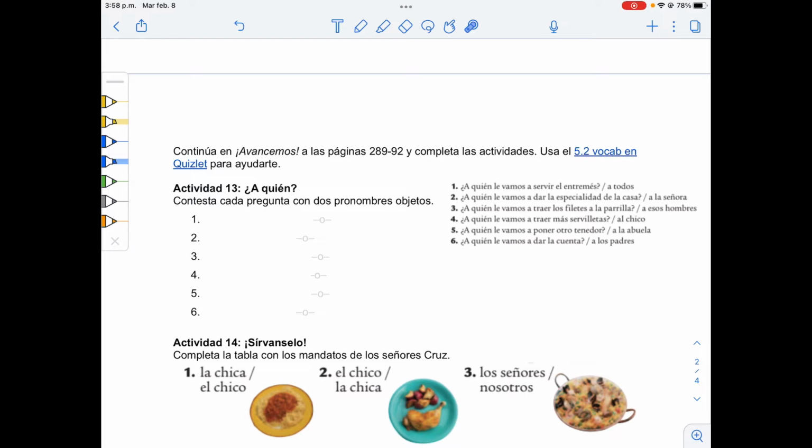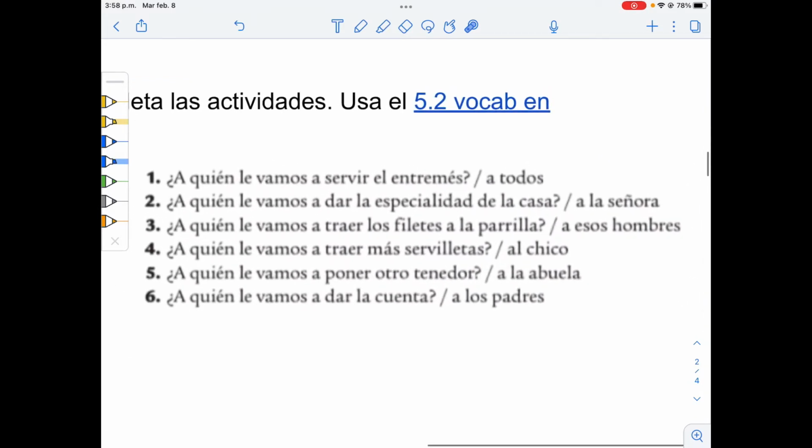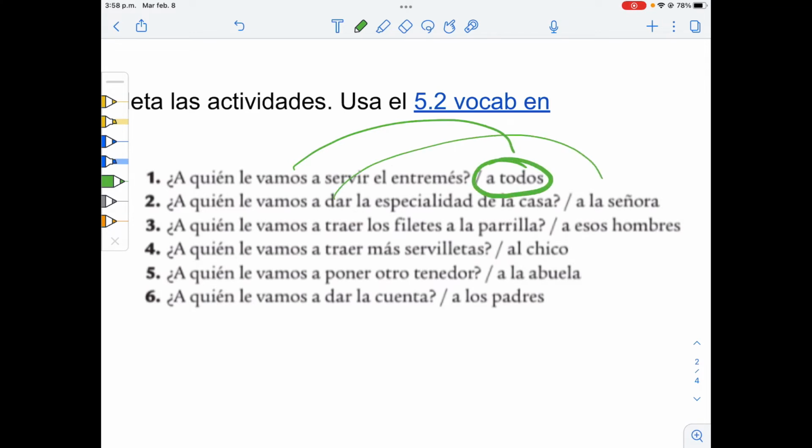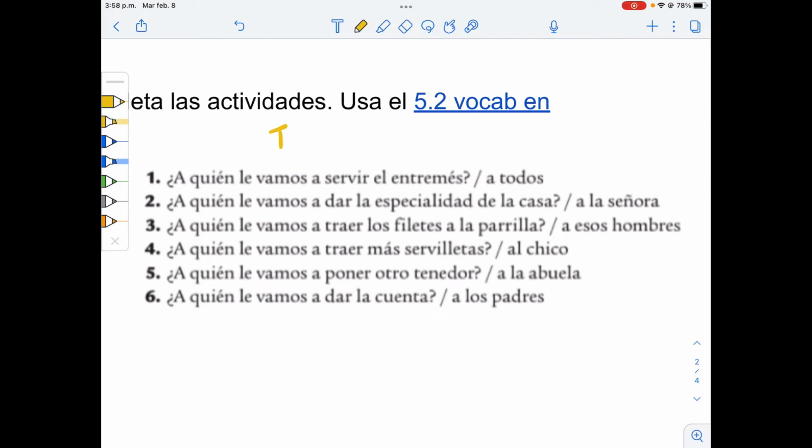So in activity 13, we're given these sentences, these questions, and we need to say we are going to serve them to these people. We are going to give them to this person. We're going to bring things to that, right? So first we're going to identify our indirect object. Then we'll identify our direct object. I'll underline my verb and we'll put them together. Okay, awesome.